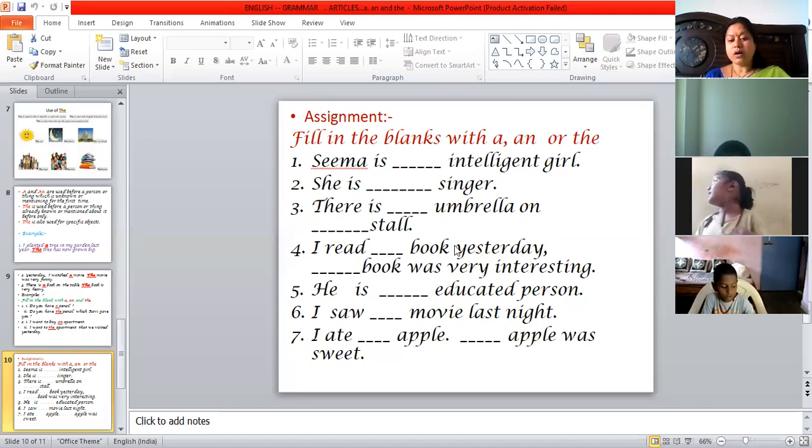And just now I have explained the rules as to how you have to write the. So this noun is repeated once again. When a noun is repeated once again, then you need to write the before that noun. See, this noun was already introduced for the first time, and it appeared again for the second time. So you have to write the before this noun. I read a book yesterday. The book was very interesting.